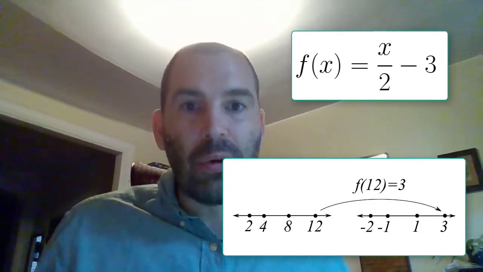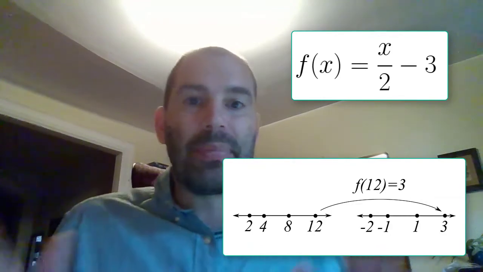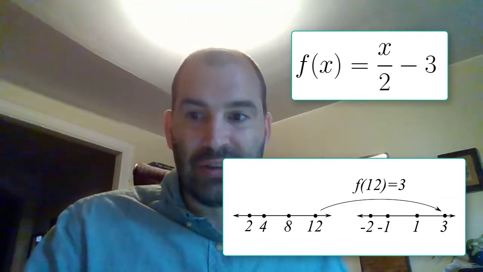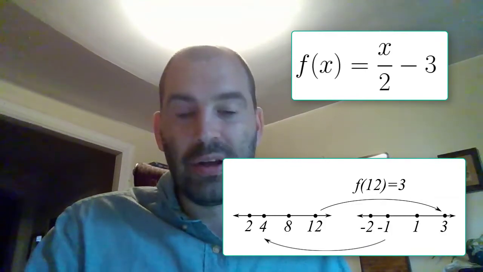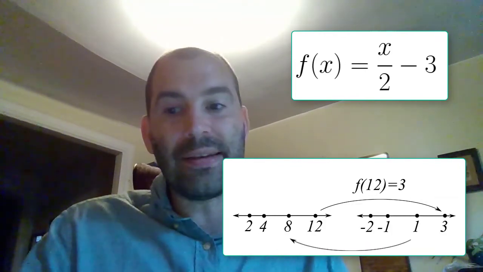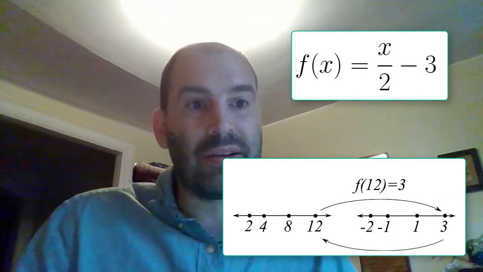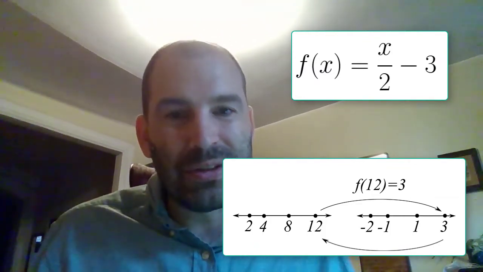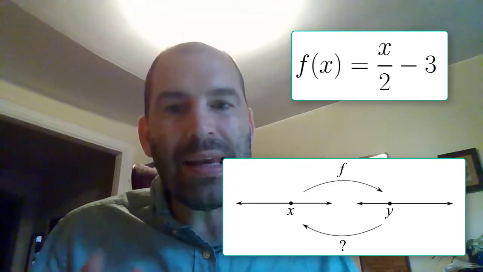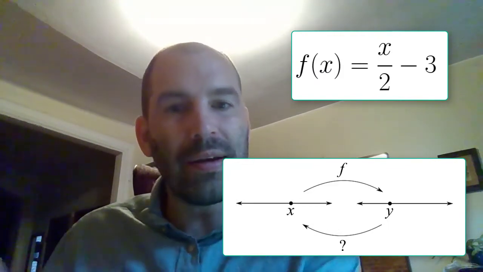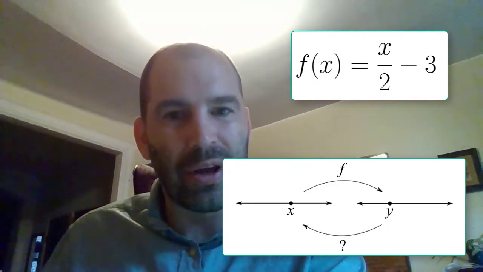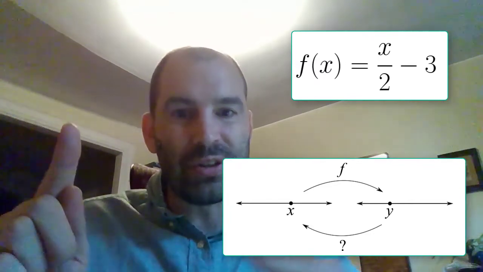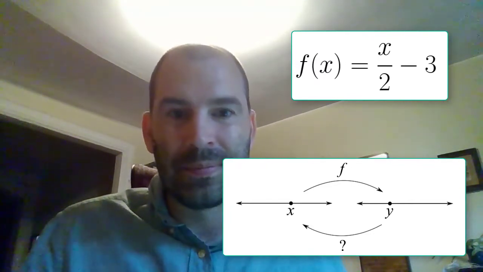Now what we're looking for is a function that does the opposite. That is, it'll send negative 2 back to 2. It'll send negative 1 back to 4. It'll send 1 back to 8. And it'll send 3 back to 12. Now we need it to work not just for these numbers. That was just an example. But we need it to be such that no matter what number x I started with, wherever it goes, the inverse function will send it right back.